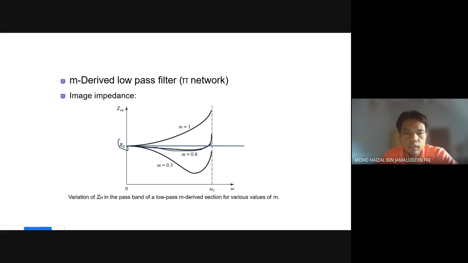But if you reduce it to less than 0.6, it will change based on the frequency, which is a lower value than R naught. If m is bigger than 0.6, the value will increase, which is more than R naught. So basically this is a reference for the image impedance. So choose m wisely in your design.